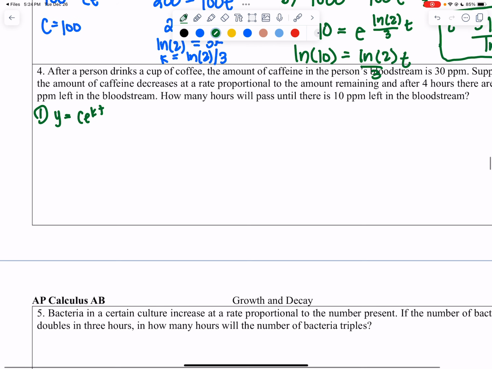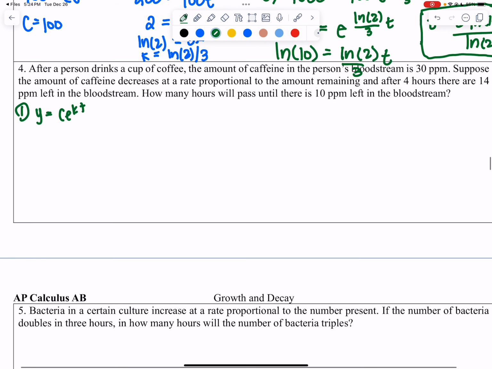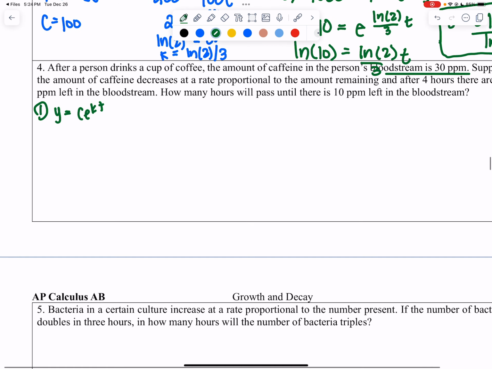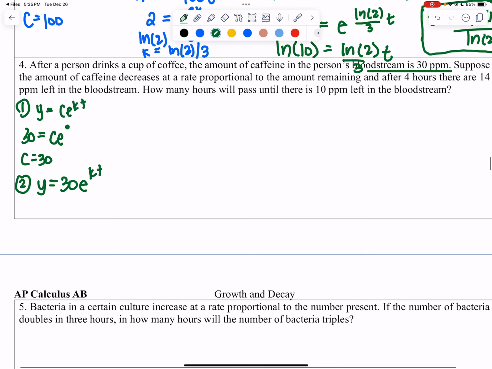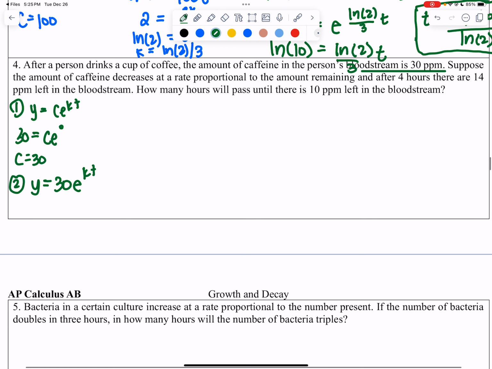Okay, so my first step, we already know what my lovely formula is. y is equal to C e to the kt. And it tells us that at time 0, there's 30 ppm. So we know that, hopefully, C is 30. So 30, C e to the 0, plot twist, it is, great. All right, step 2. We know that C is 30. Now we need to know what k is.